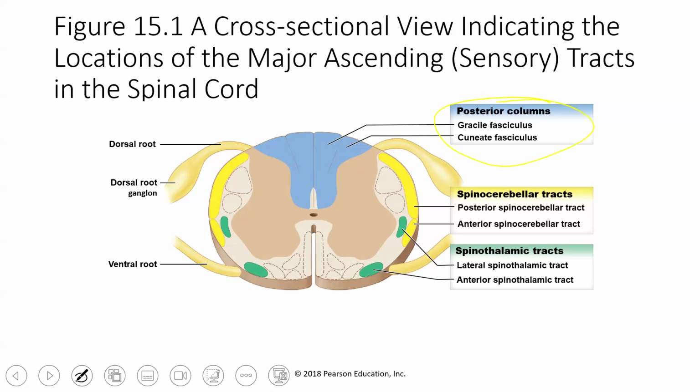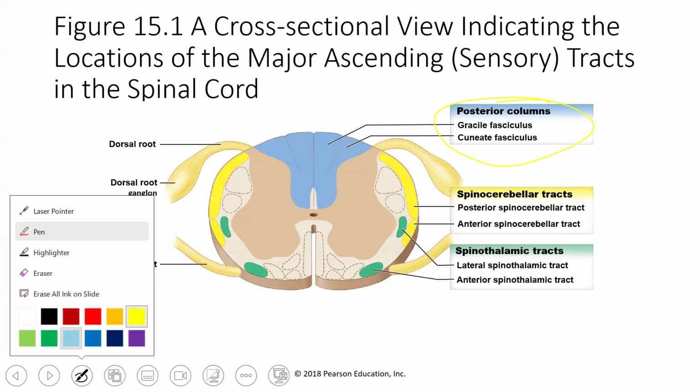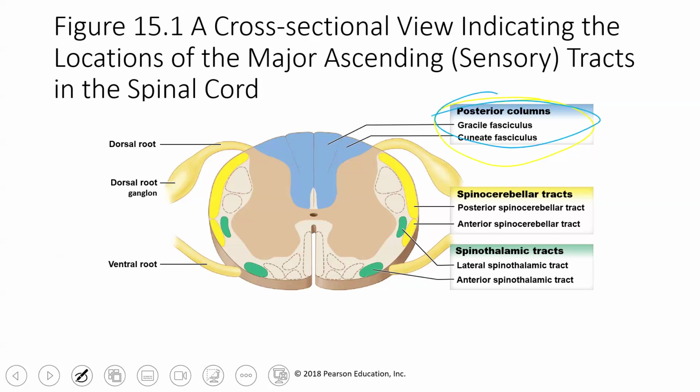So here's your posterior dorsal columns, gracile fasciculus, and cuneate fasciculus. Note that they're called that here, but we also call them fasciculus gracilis and fasciculus cuneatus. It's just a matter of what you are reading at that moment in time and what they decided to call it. And then we see the spinocerebellar tracts in yellow over here. And spinocerebellar, from the spine to the cerebellum.